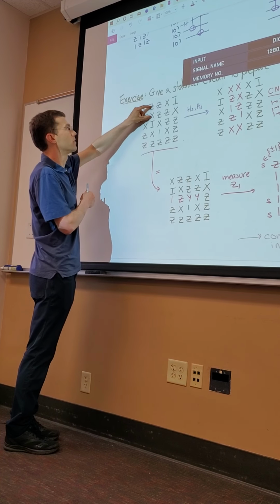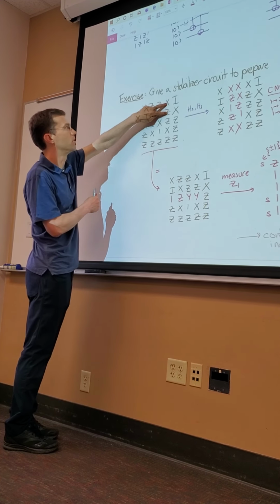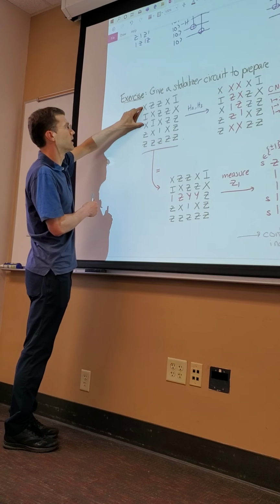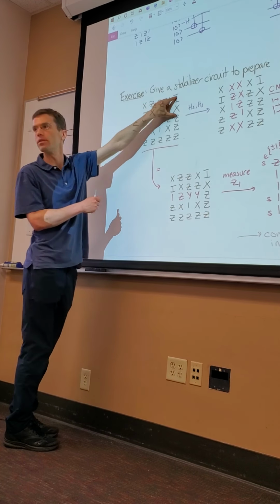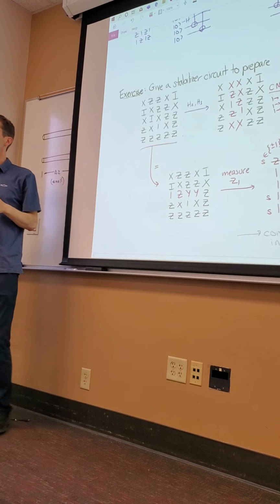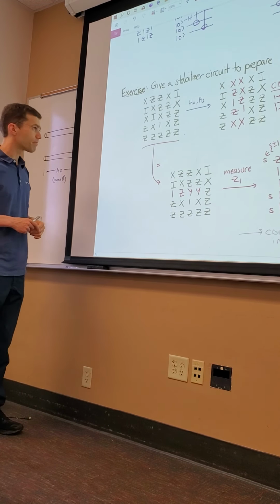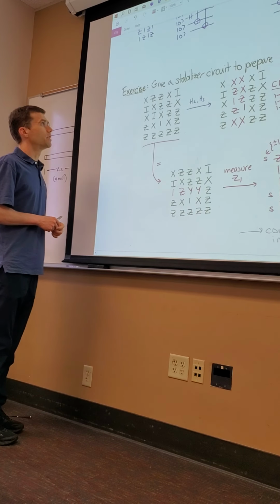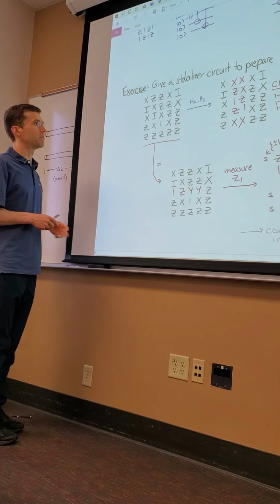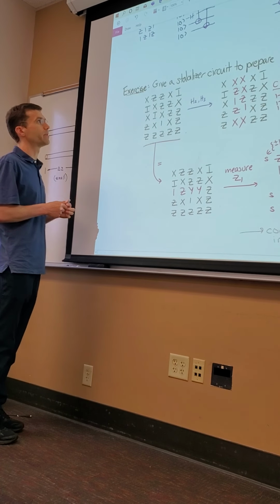Each of these commutes. Like if you look at this one, they each anti-commute in 2 positions. So overall, each of these commutes. And if you want, you can come up with a method of preparing this 5 qubit state.